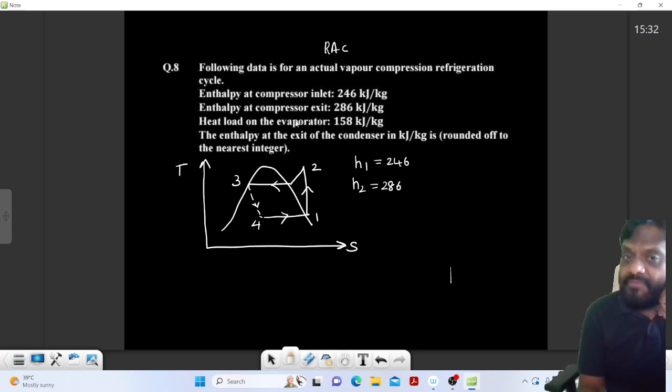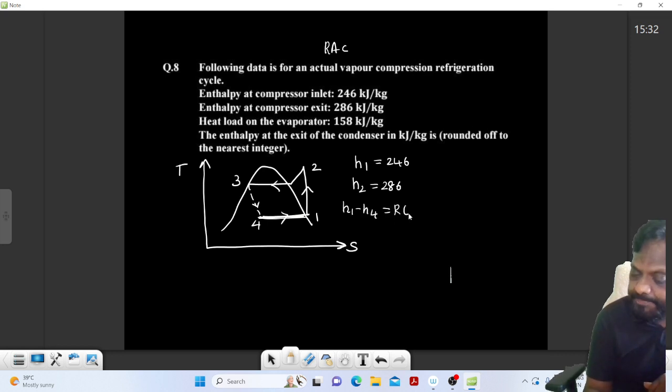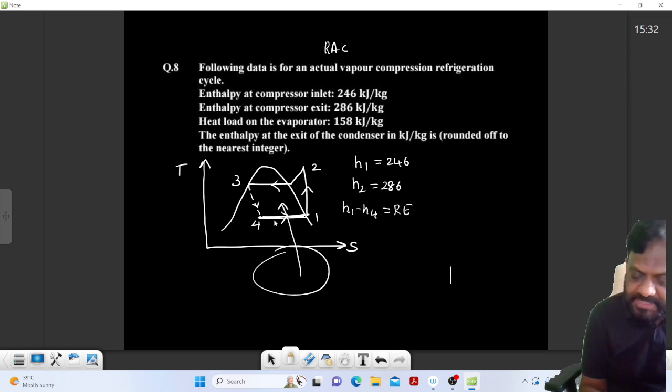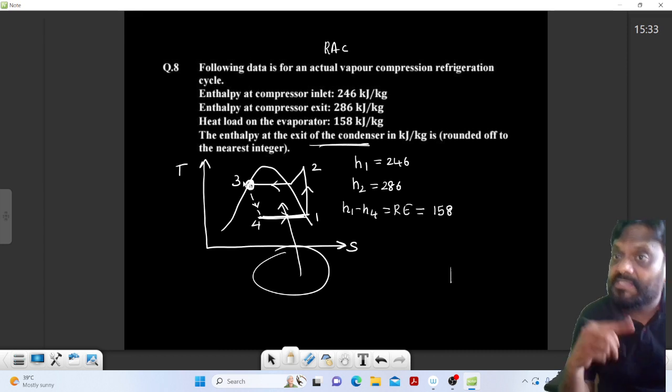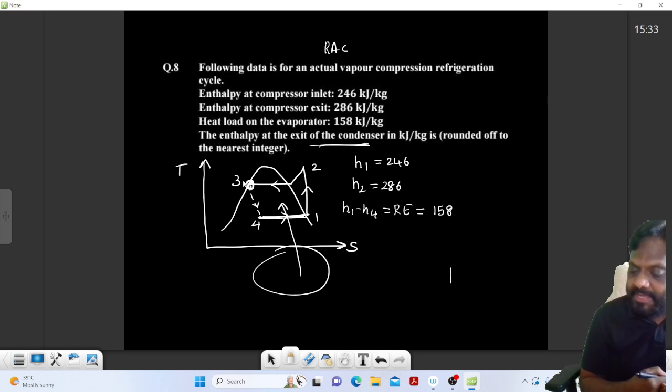Heat load on the evaporator, very good. This is the evaporator. What is the load on the evaporator? 4 to 1. So therefore, the load on the evaporator is the refrigeration effect. The amount of heat absorbed, there is a storage here. From the storage, it is absorbing heat. What is the load? It is given as 158. And he is asking the enthalpy at the exit of the condenser. This is the exit of the condenser. H3 is asked in the question.